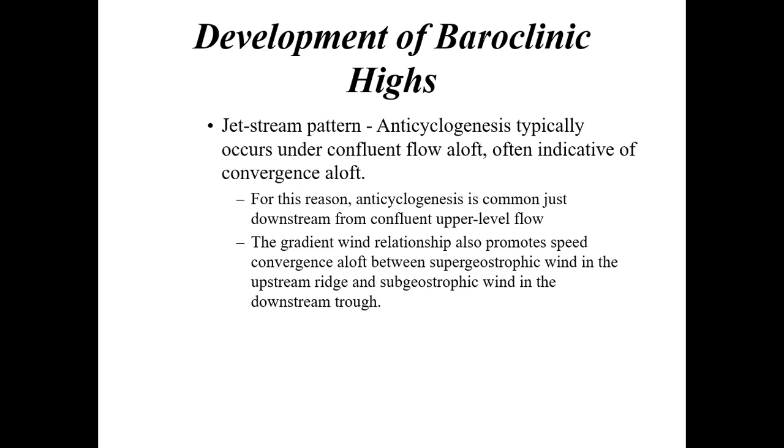The gradient wind relationship also promotes speed convergence between supergeostrophic winds in the upstream ridge and subgeostrophic winds in the downstream trough. There are differences in speed and movement of air parcels as they move through the jet stream, and we're not going to get too technical about that in the video.